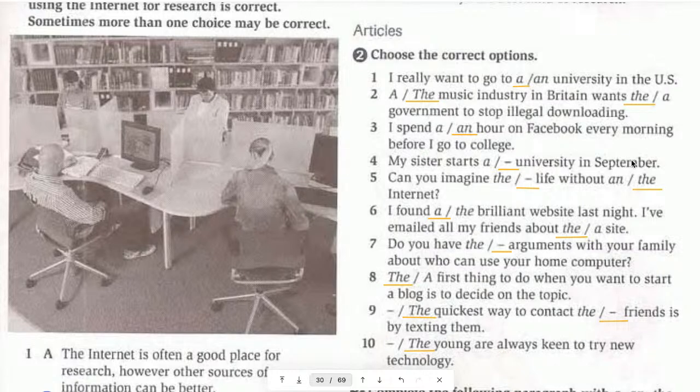Now number 5. The first one, the or without the. Can you imagine the life without what? An or the, without the internet. Okay, the internet is correct, but the first one is wrong. Now let's talk about the correct one first. Why do we have to use the internet?